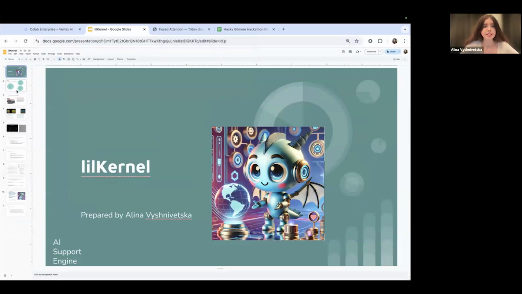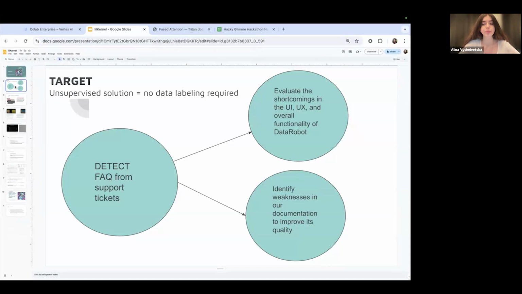lilKernel is the project. I first want to quickly tell how I came up to that. So I worked this year on a frequently asked questions for support project, and the main idea of it was to detect frequently asked questions, but on unlabeled data, because most of the solutions which were already available were for labeled data.